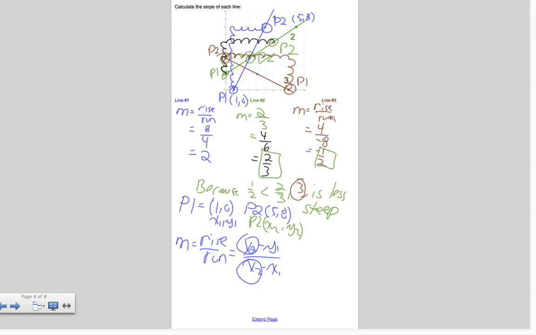Okay, so let's get back to this example, guys. So here, what's the value of y2? It's 8. What's the value of y1? 0. So 8 minus 0. What's the value of x2? 5. The value of x1 is 1. So I got 8 over 4, that also gives me 2. So that's another way that you can calculate rise and run, if you know the coordinates of your 2 points on the line.